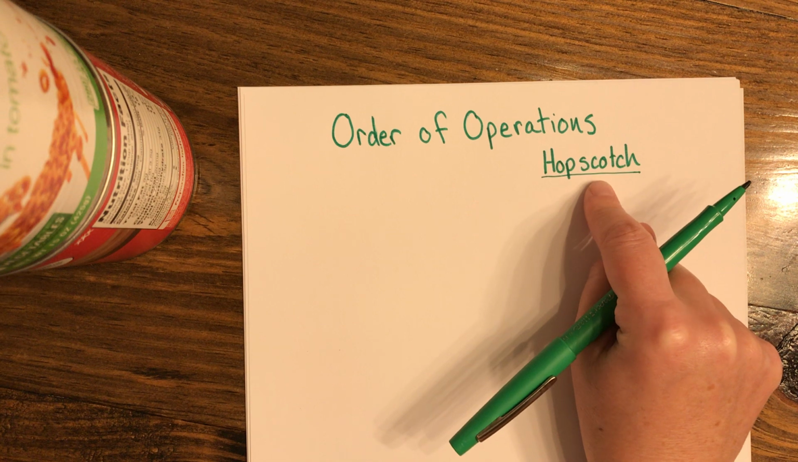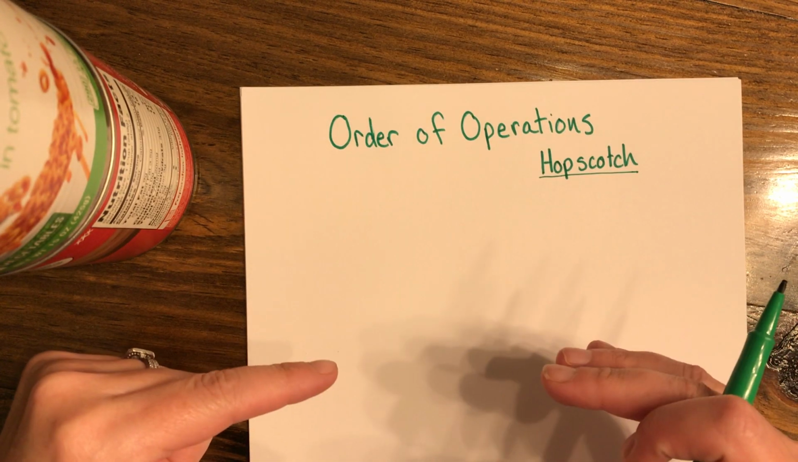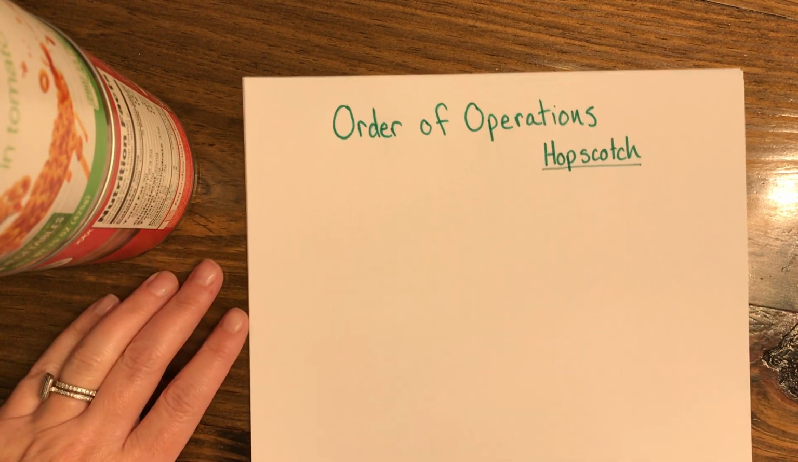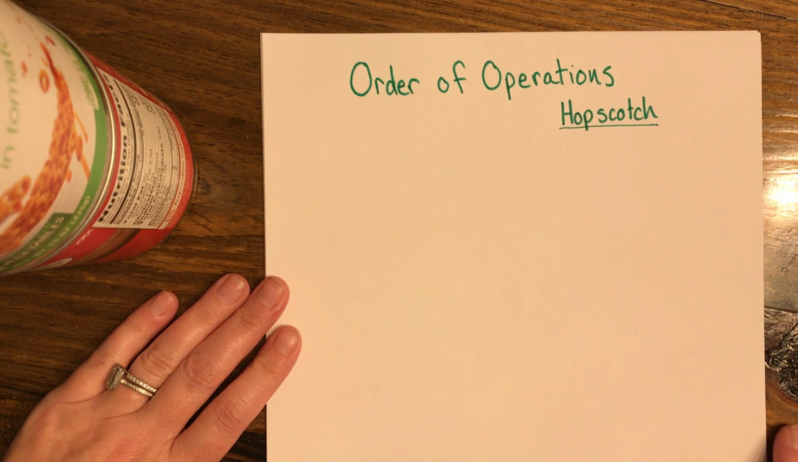So some of you on the playground have played a game called Hopscotch. And when you play Hopscotch, you know that the board is set up in a series of blocks and you have to jump through the blocks. So what we're going to do today is I'm going to make an order of operations hopscotch.